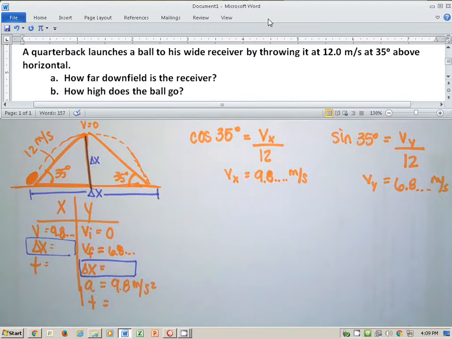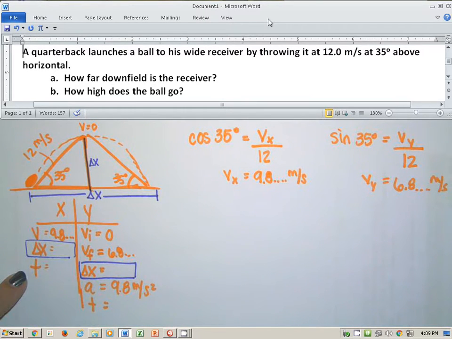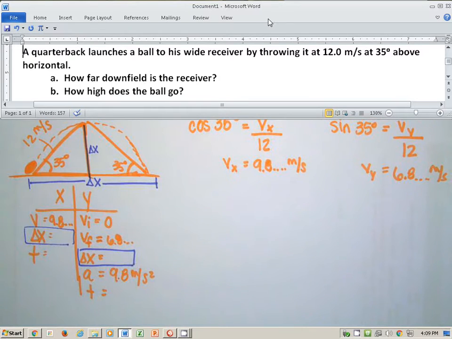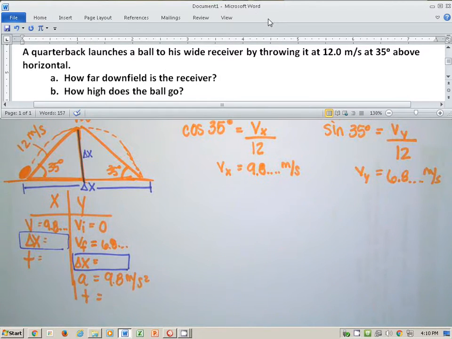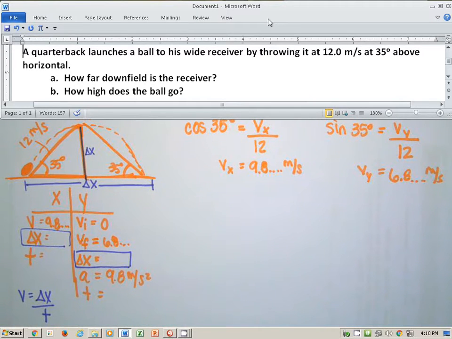So a couple of things I'm going to have to think about is formulas. This is a pretty simple formula over here. There's only one formula that I can use on the x side of things, and that is v is equal to delta x over t. That's a pretty simple formula, but the problem on this side is I don't have an x and I don't have a t. I can't do this unless I have t. So somehow I've got to be able to find t.